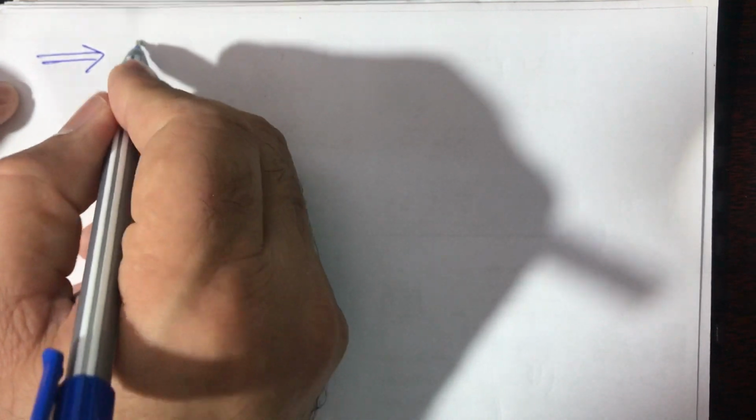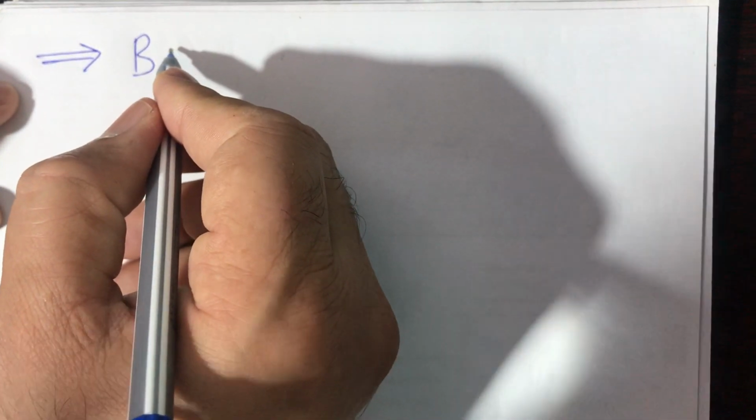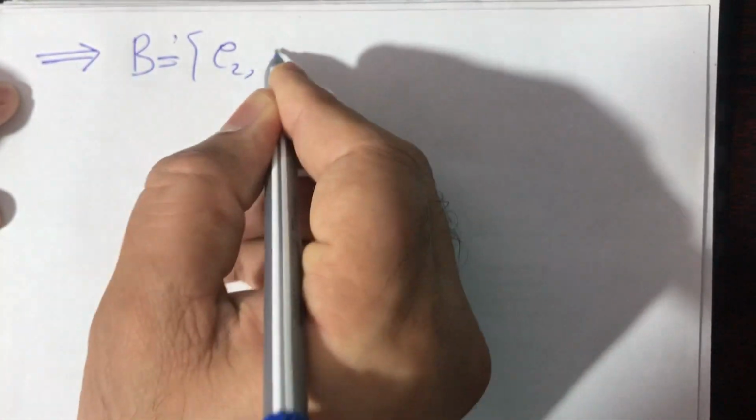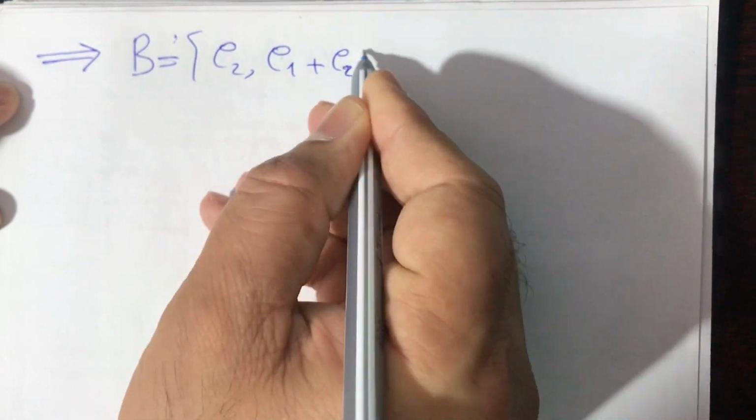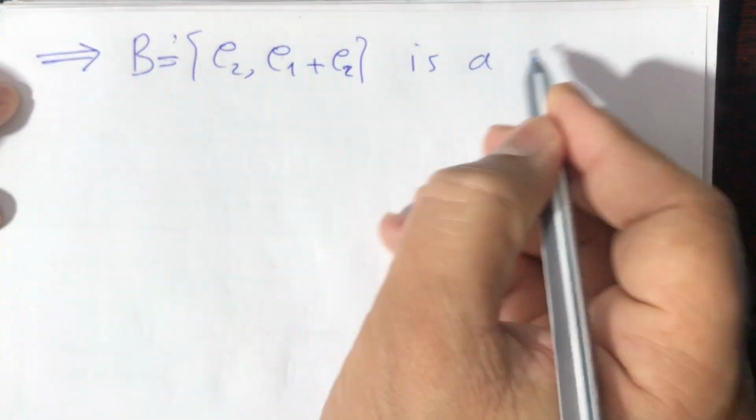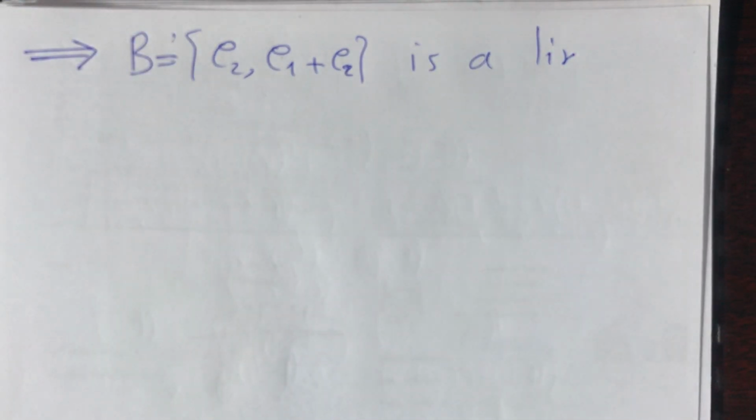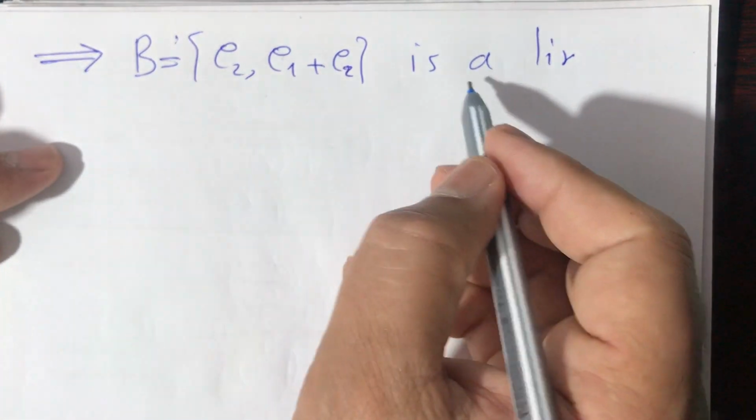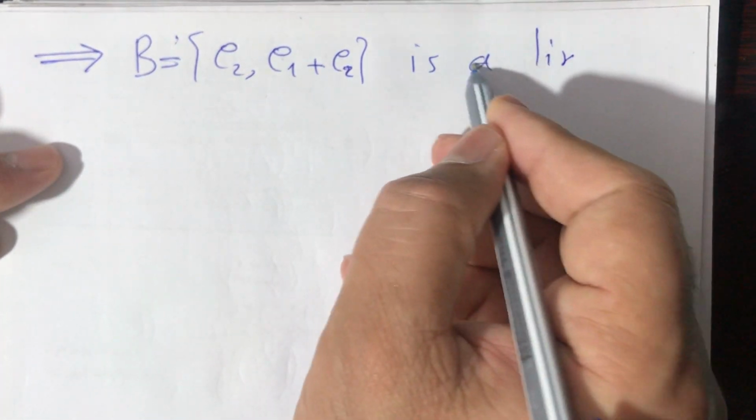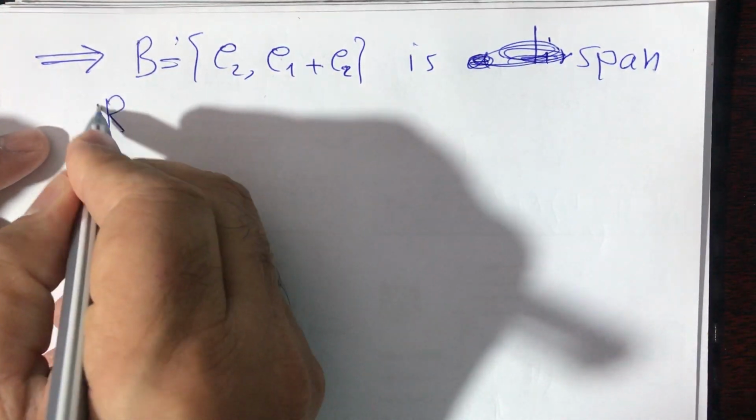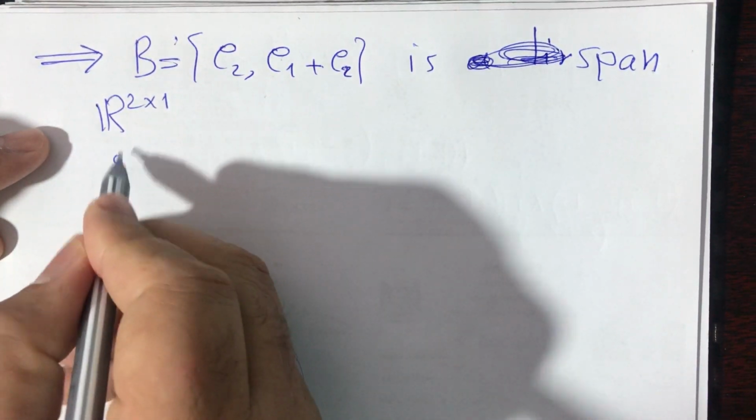This implies that B is equal to E2, E1 plus E2, is span R2, i.e. R2.